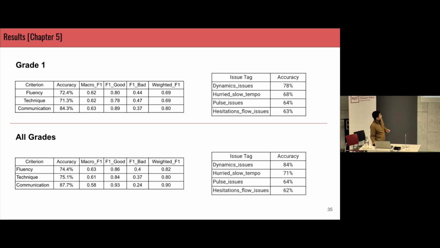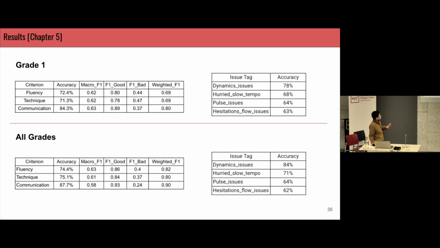Looking at weighted F1, this indicates the good dataset is way bigger than the bad dataset, because macro F1 treats those two classes equally, but weighted F1 weights the bigger dataset more.